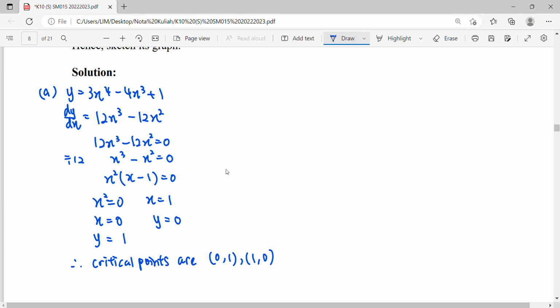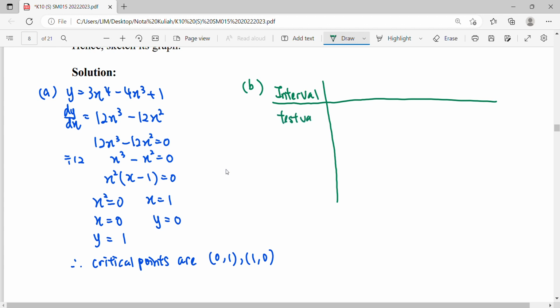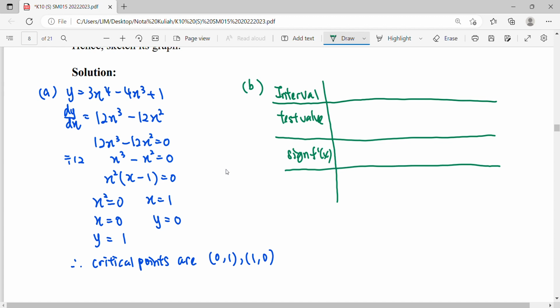Then we can move on to question B, finding out interval of increasing and decreasing. So we need our table. Using first derivative test, observe the gradient of tangent. So we need our interval. So later we test value. And then we look for the sign of first derivative. Lastly, conclusion.